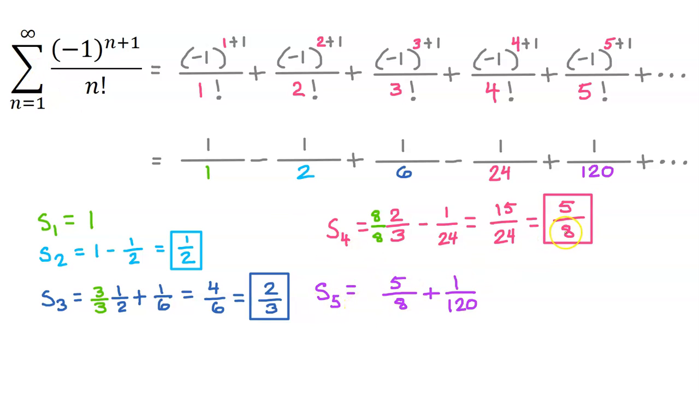S5 will be the result of S4 plus the fifth term. That gives us 75 over 120 plus 1 over 120. So that's 76 over 120, which reduces to 19 over 30.